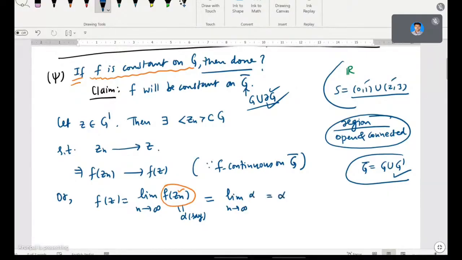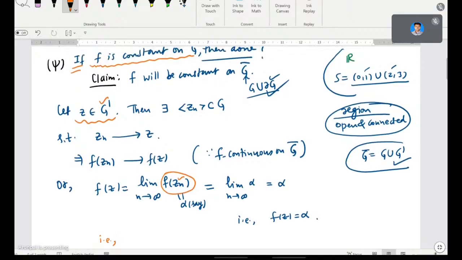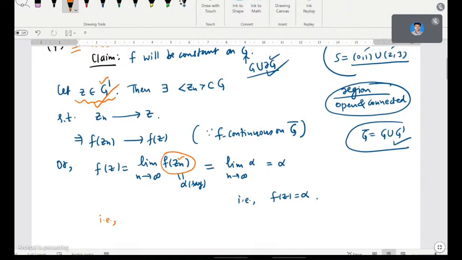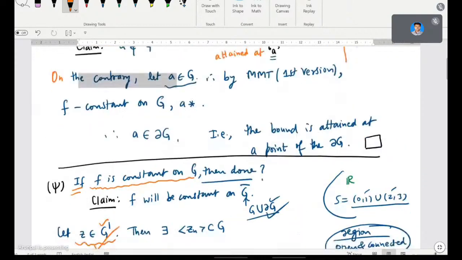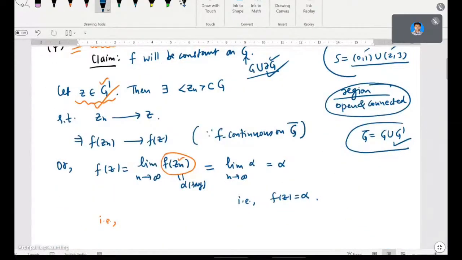And the limiting value is coming out to be alpha. It means, class, that f of z is also coming out to be the same constant. And please take a note, z was any arbitrary point in G dash. It means that the function f is constant on the whole of G bar. It is having the same value at all the points of G dash as well, and it was already having the same value at all the points of G, and therefore f is constant on G bar. Is this okay?